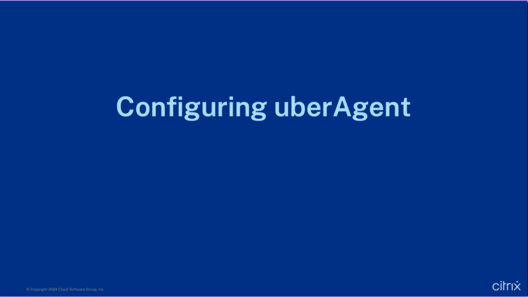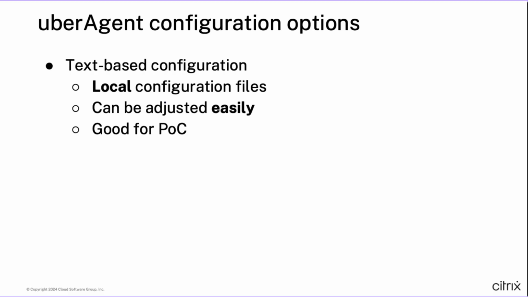Yeah, absolutely. So uberAgent has various configuration options. First, there's a text-based configuration sitting right on the endpoint, so a local configuration file. And obviously, the benefit of a text file is that it can be adjusted easily. But it's only good for small POCs, right? So shipping all those configuration files to tens of thousands of endpoints is very unhandy.